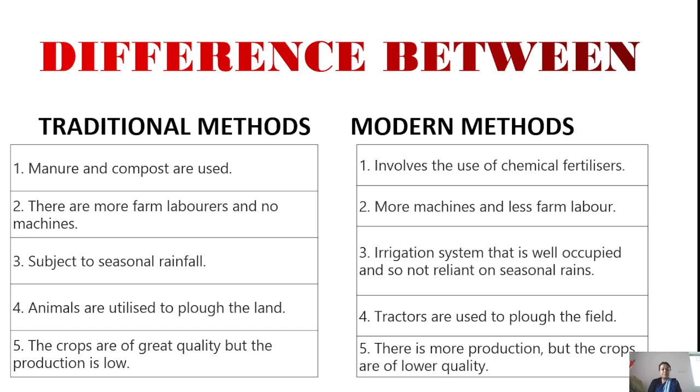In traditional methods, agriculture is subject to seasonal rainfall. In modern methods, the irrigation system is well developed and so it's not reliant on seasonal rainfall. In traditional methods, animals are utilized to plow the land. But in modern methods, tractors are used to plow the field. In traditional methods, the crops are of great quality, but the production is very low. In modern methods, there is more production, but the quality of the crop is degraded.